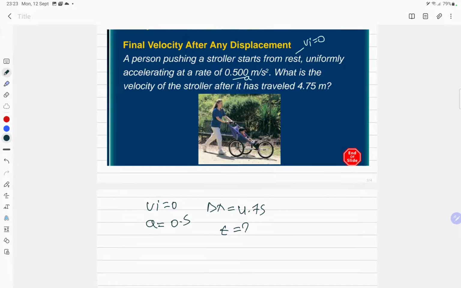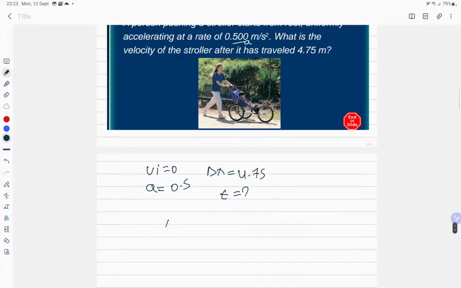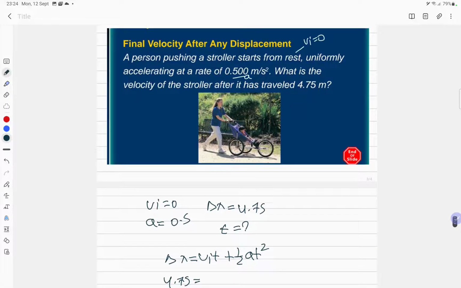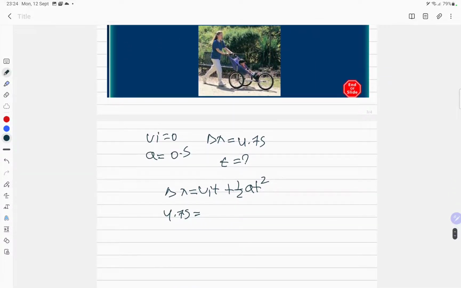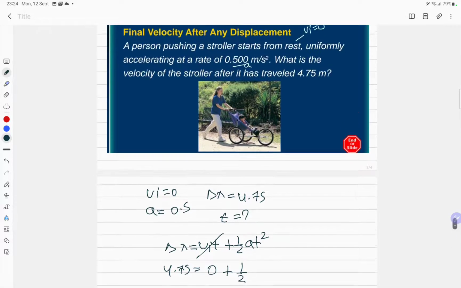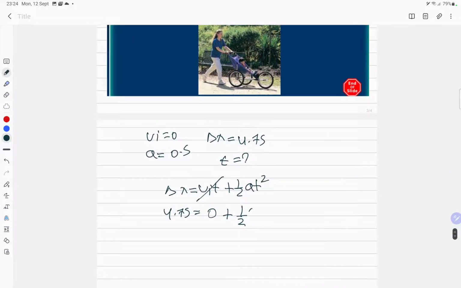Which equation combines these four? It's clear: delta x is equal to v initial t plus half a t squared. Delta x is 4.75. And v initial, starting from rest, so this will be cancelled. Bye bye, 0. Plus half times the acceleration, 0.5, and that's equal to t squared.